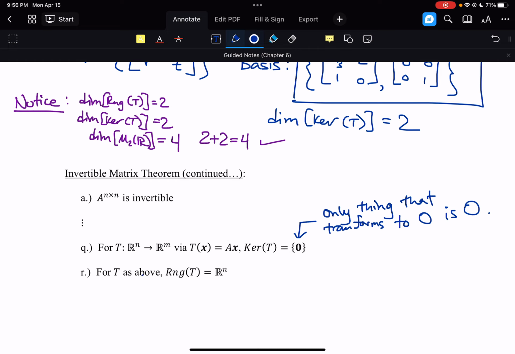And then similarly, for a matrix transformation as above, if the range is all of Rn. Okay, so if the range covers all of Rn.